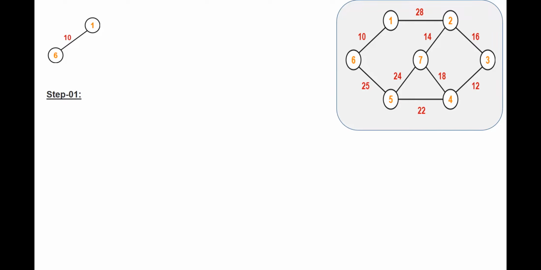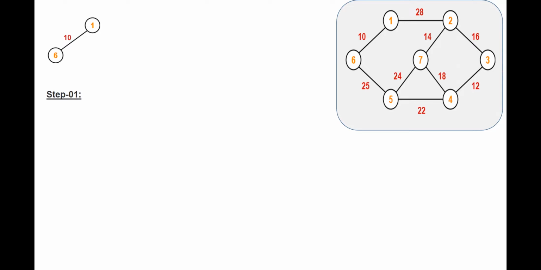If I consider the edge with cost 10, I will reach vertex 1. Now we have two vertices in our hand. First considered is 6, recently selected is 1. Vertex number 6, vertex number 1. Now we have to check from 6 and 1, which are the possible vertices we can reach.